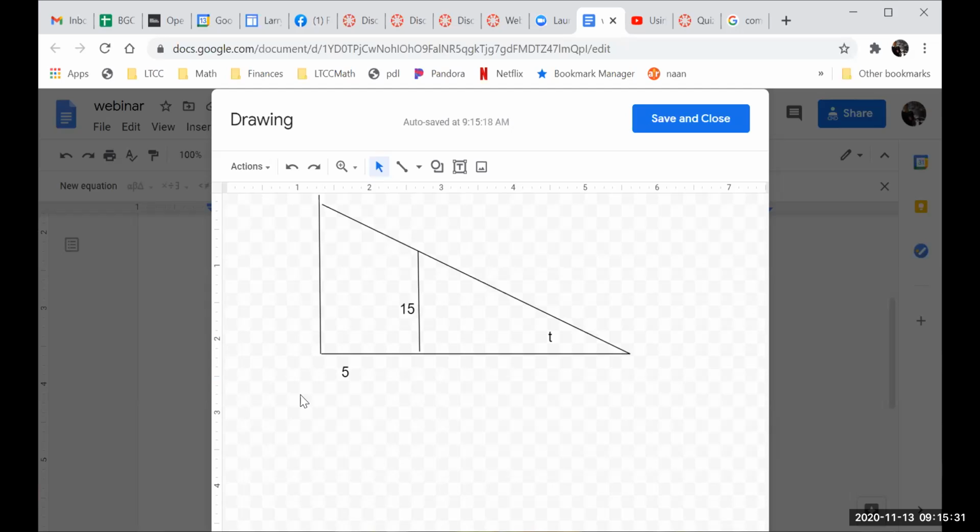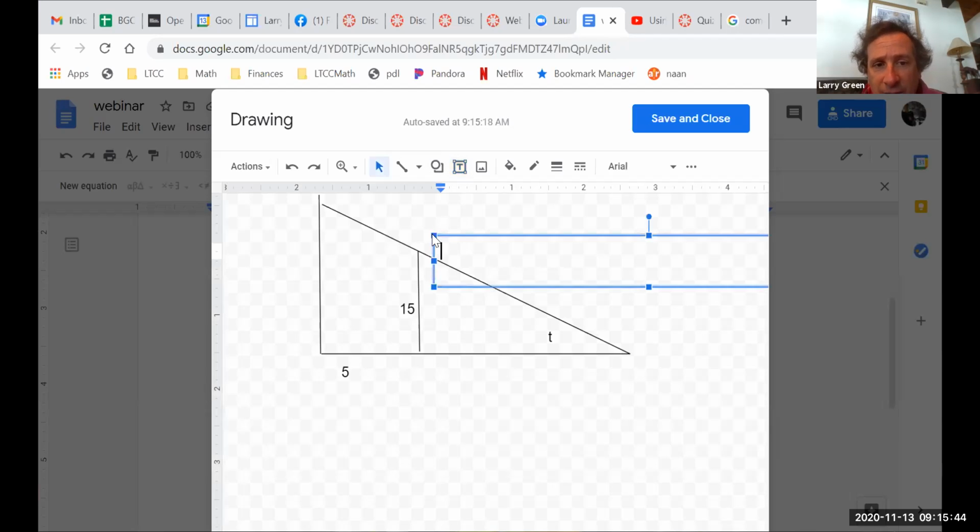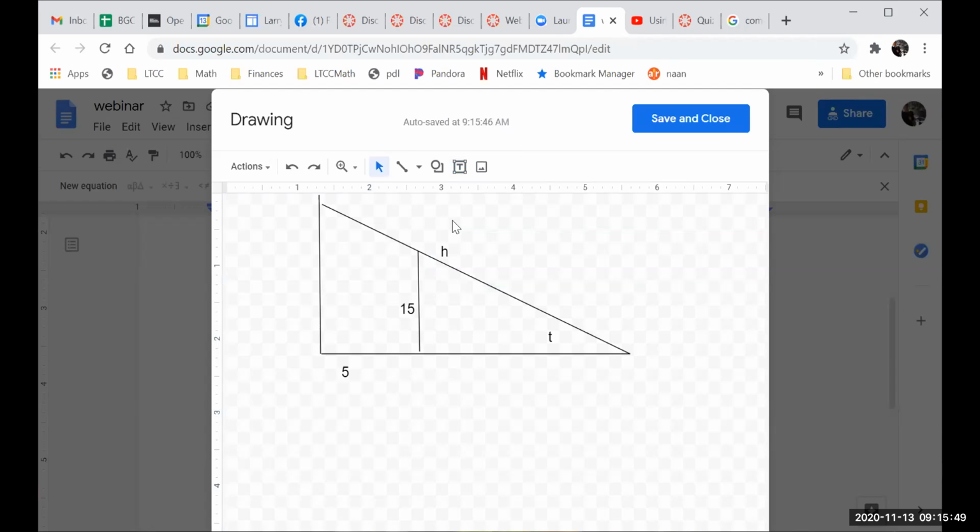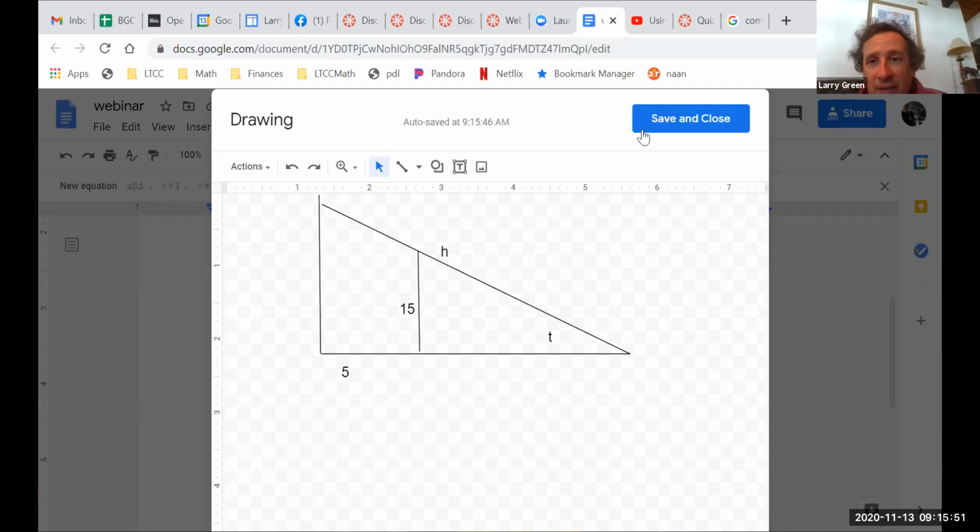Okay, so that's what we've got, and we want to minimize the distance, right? Yep. From the ladder to the wall. So I'm going to call that, how about H for hypotenuse? Sound good? Yeah, that works. Okay. Again, I don't know what you called it. I'm just trying to be as consistent as possible with what I've been doing.